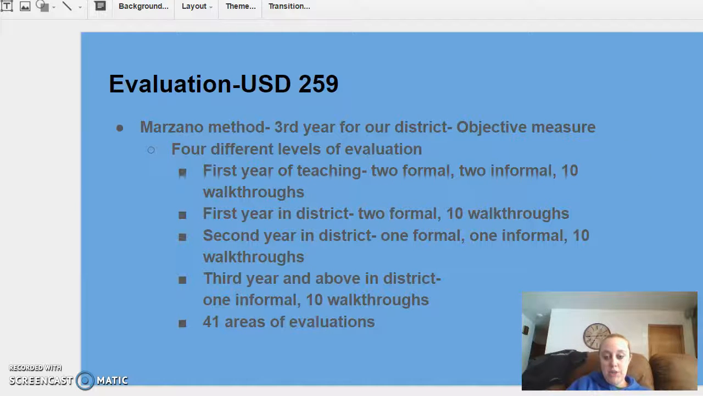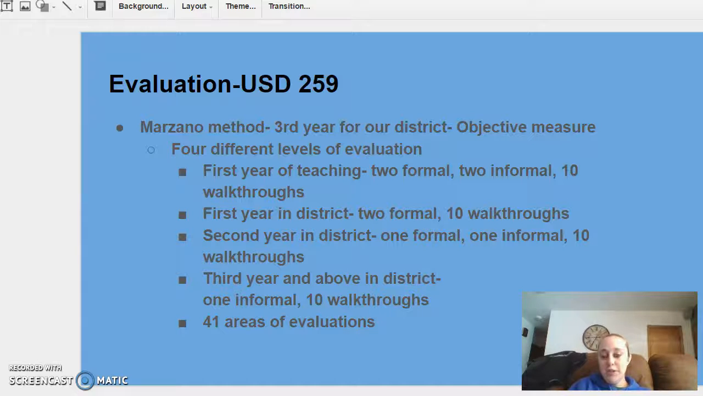In my district, we use the Marzano method, and we've talked about that in other modules as well, but just to overview, this is our third year in the district with Marzano. It is supposed to be a very objective measure, so regardless of who is evaluating you, you should have good inter-rater reliability. There are 4 different levels of evaluation.